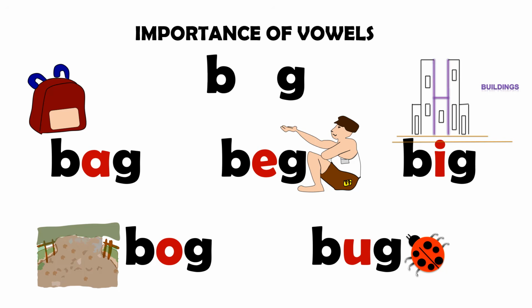When two consonants B and G were left alone, they did not form any word. However, when we put the vowels A, E, I, O, and U in between these consonants, we formed the words bag, beg, big, bog, and bug, respectively.